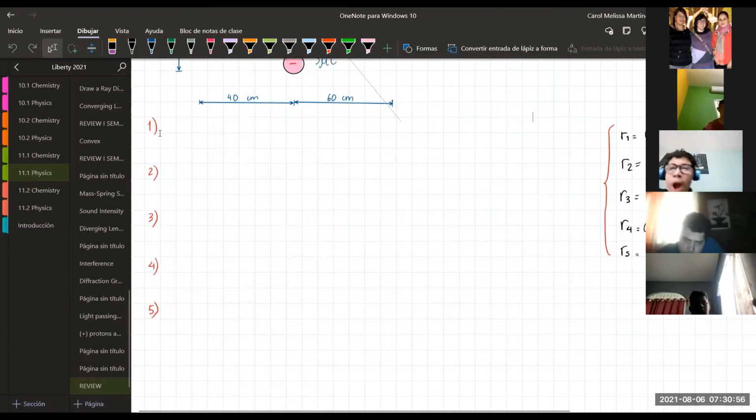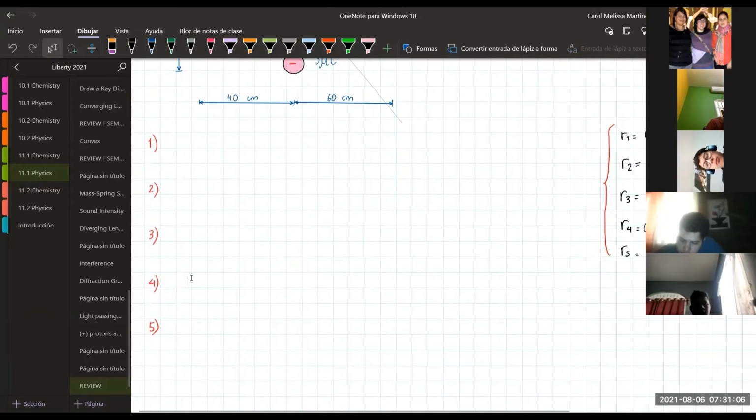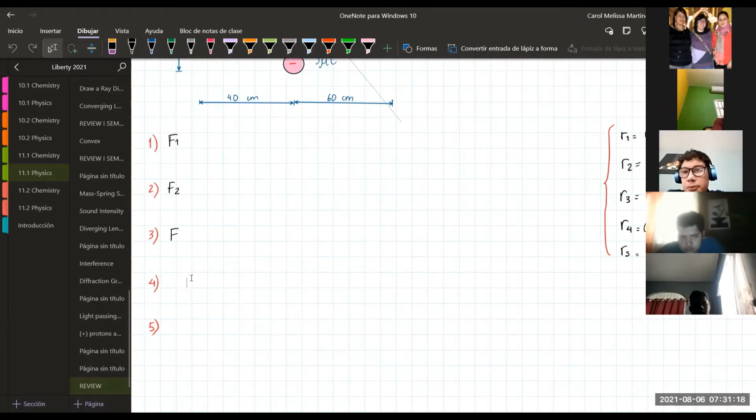Okay, from Coulomb's law. And in here, I'm going to need your help. I'm going to copy the formulas, and I want you to calculate the rest of the forces, okay? Esto sería force 1, force 2, force 3, force 4, force 5. Can you see? Yes, that's how I write it.